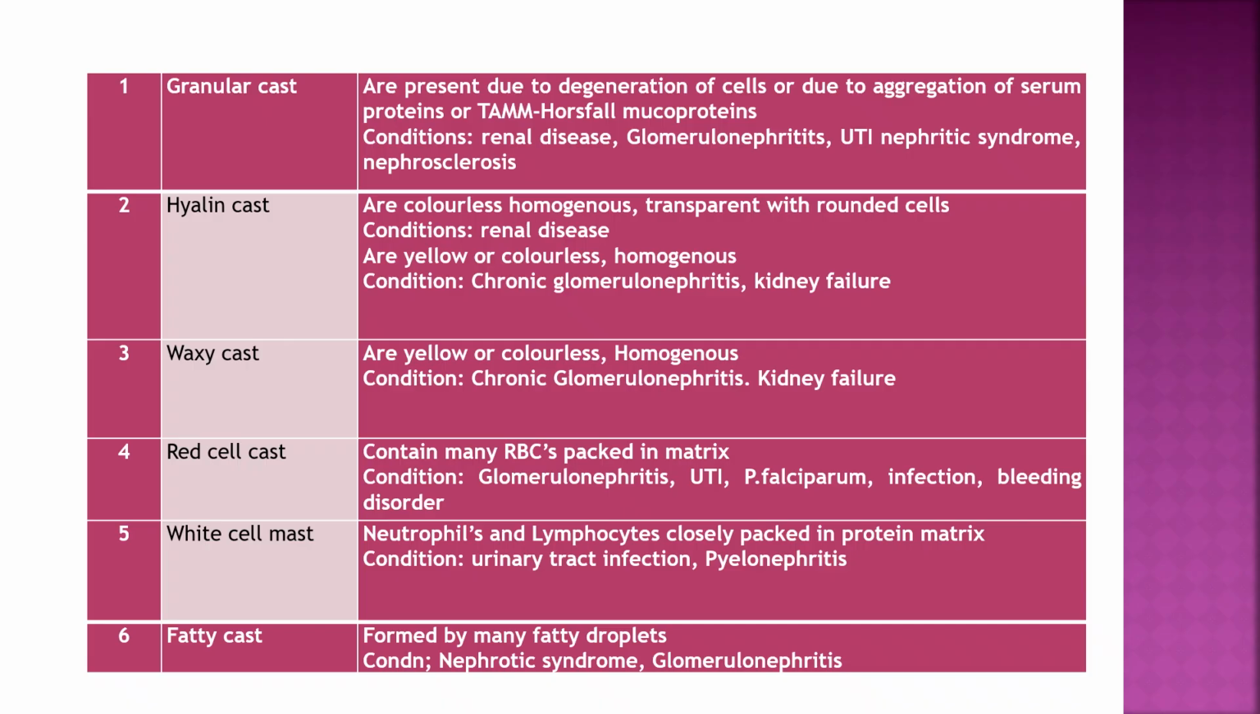So these are of different types, like granular casts, mainly seen in renal diseases like UTI and nephrotic syndrome. Hyaline cast, then waxy cast, red cell cast, seen in glomerulonephritis, hemolytic conditions and bleeding disorders. White cell cast, seen in urinary tract infection and nephrotic syndrome. Fatty cast, seen in nephrotic syndrome. So these are the different casts.